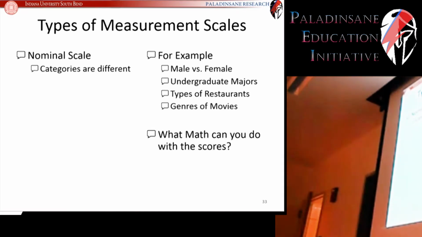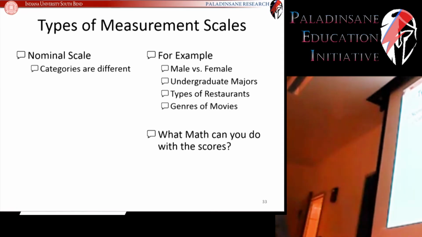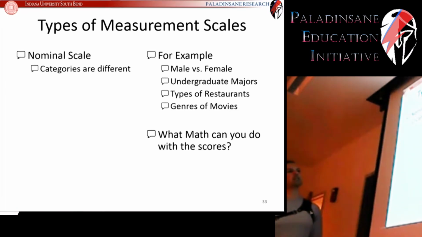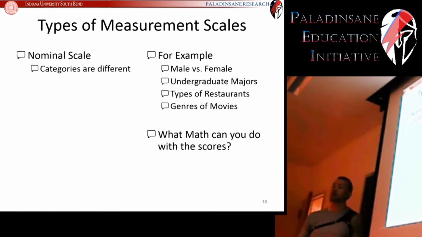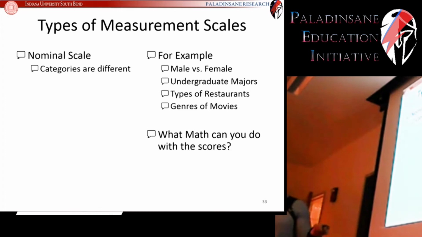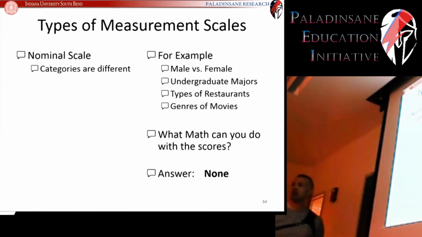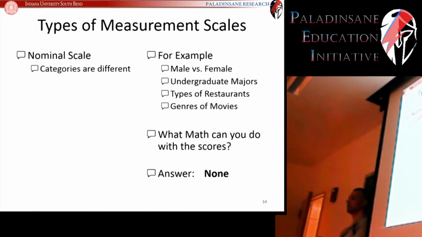All right, so we already kind of mentioned this. What kind of math can you do with these scores? If you were using any of these scales, what kind of statistics or analysis can you do with these scores? And the answer is none. You can't do any math. Nominal scales do not allow you to do any math.